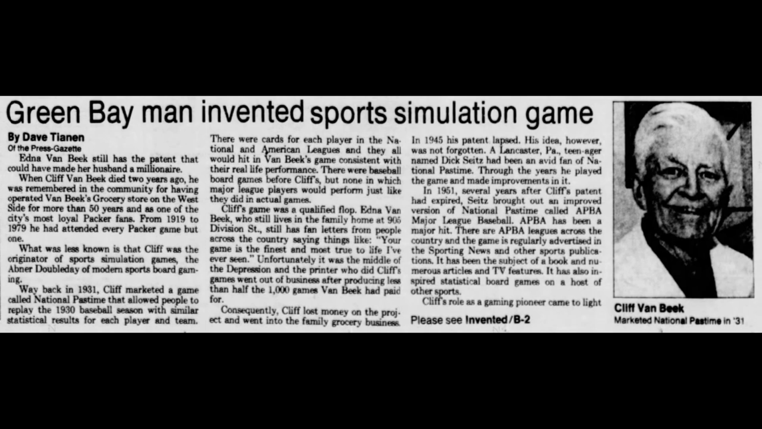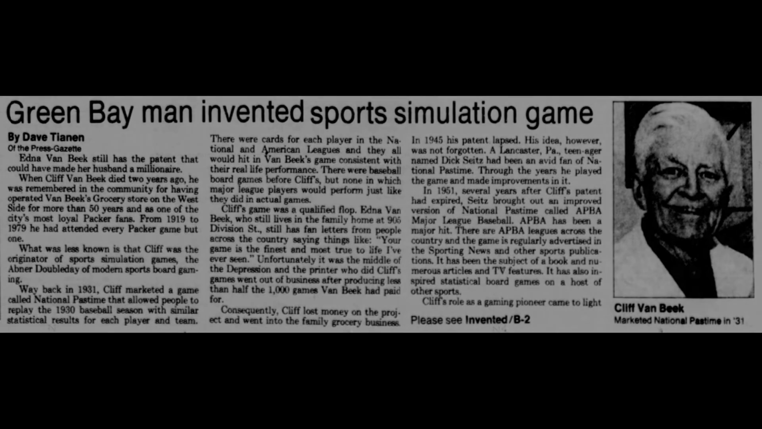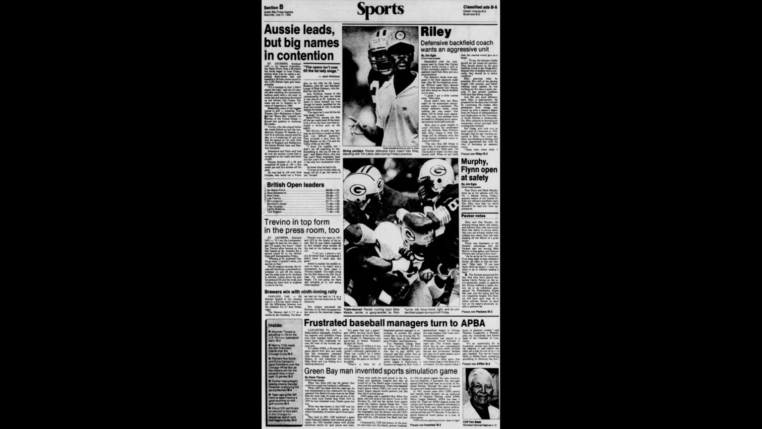The only mainstream news article about National Pastime that I could find came in 1984, which is 2 years after he passed away. Now, I think it's high time that Cliff received his due.